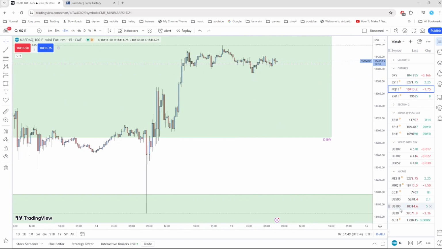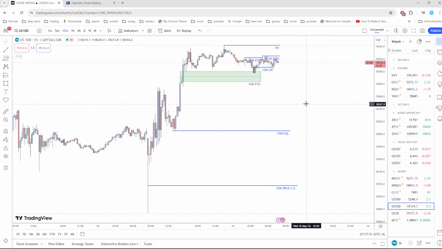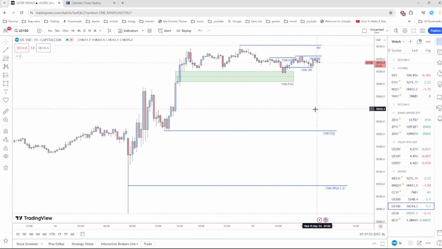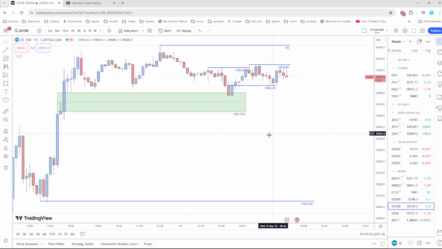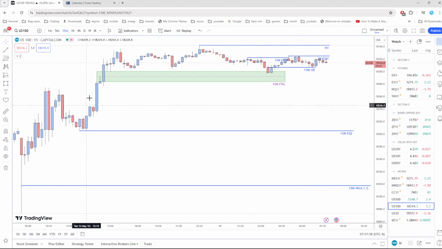Let's go ahead and let's switch over to US 100. I've got it all marked out over here. If we take a look at this chart, price was trading higher.